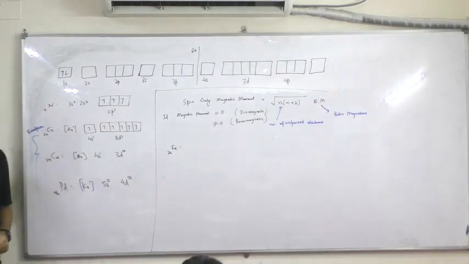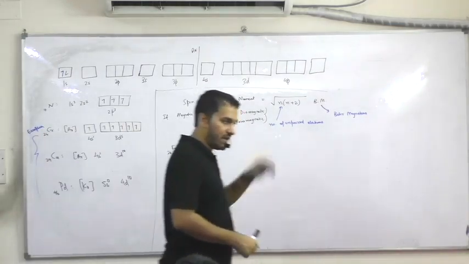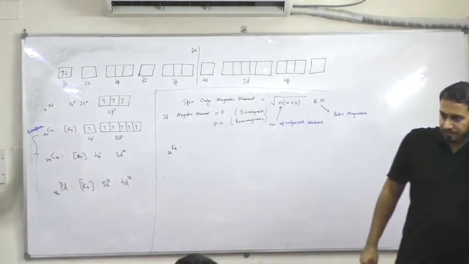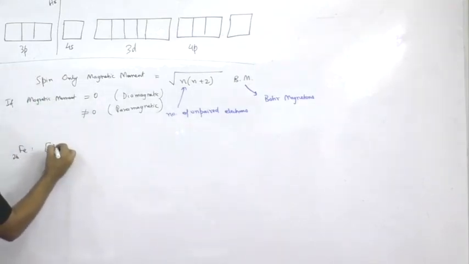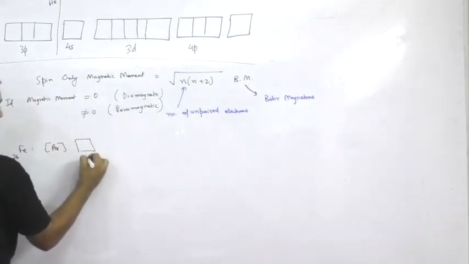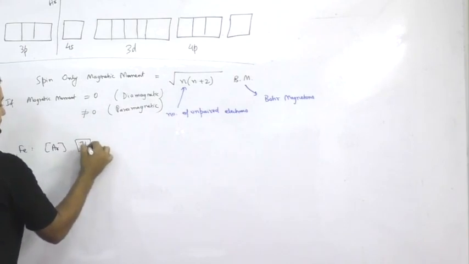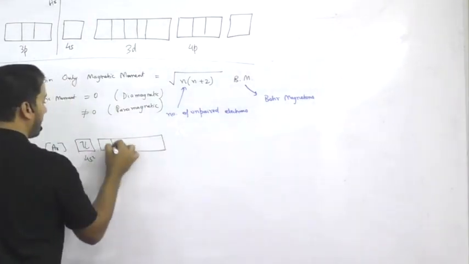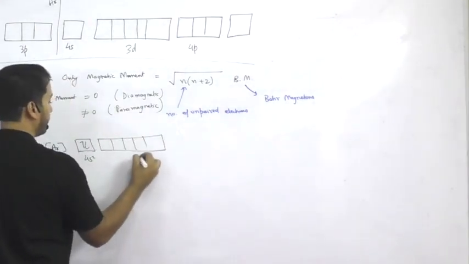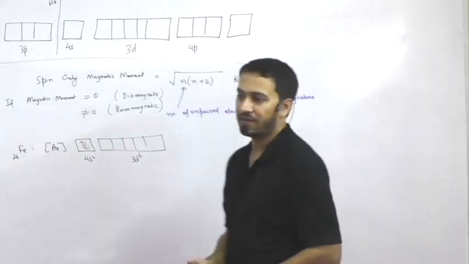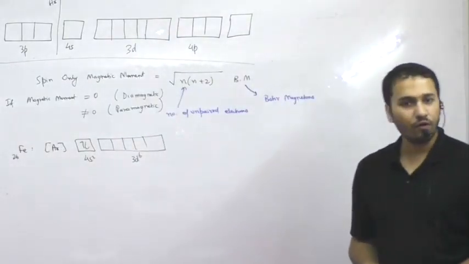Please calculate the spin-only magnetic moment for iron. The atomic number for iron is 26. The electronic configuration is argon. इसके बाद क्या है? 4s2, and then what is it? 3d6. Right? It is argon 4s2 3d6.